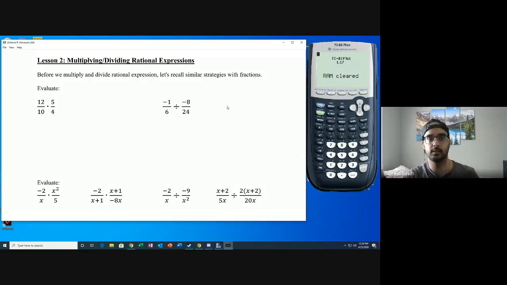Okay, welcome back, folks. We're going to look at multiplying and dividing those rational expressions today. Next time we'll talk about adding and subtracting them.